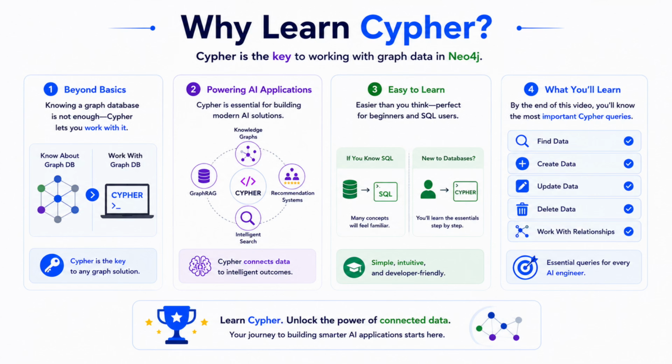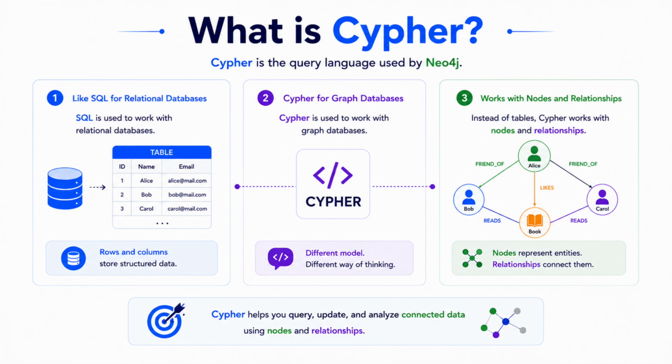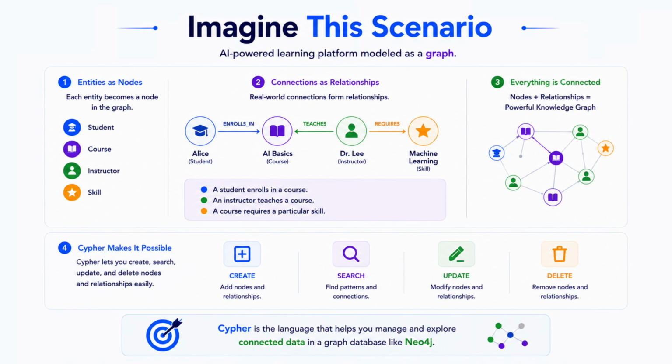Let us begin with the most important idea. Cypher is the query language used by Neo4j. Just like SQL is used to work with relational databases, Cypher is used to work with graph databases. Instead of thinking about tables, rows, and columns, Cypher works with nodes and relationships.